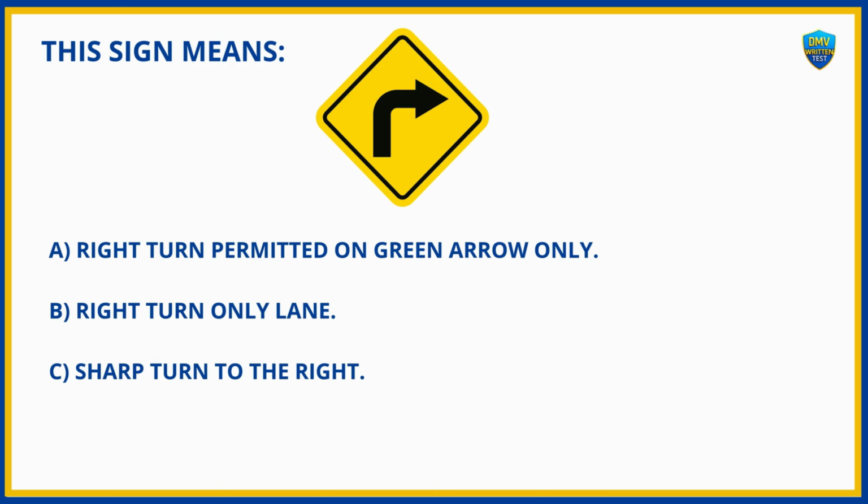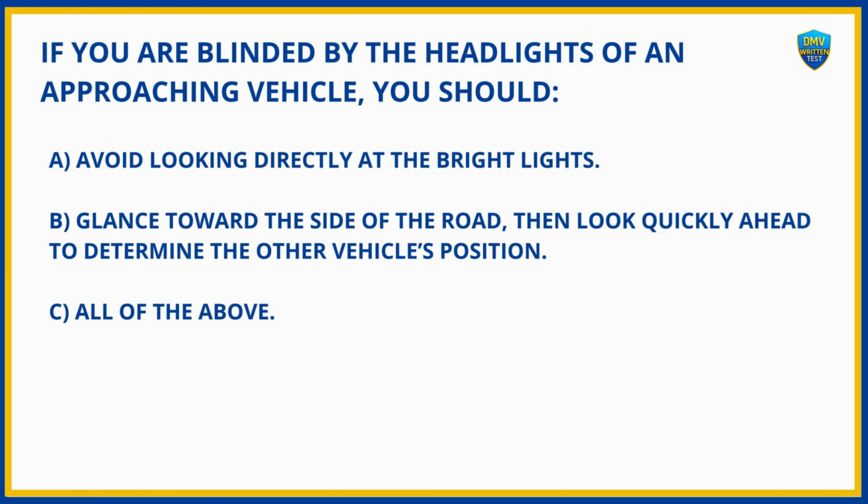And the answer is C. Sharp turn to the right. If you are blinded by the headlights of an approaching vehicle, you should A. Avoid looking directly at the bright lights. B. Glance toward the side of the road, then look quickly ahead to determine the other vehicle's position. C. All of the above.